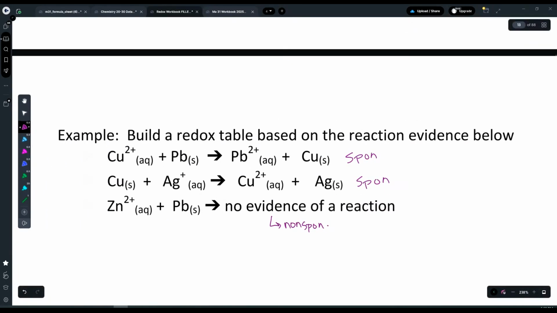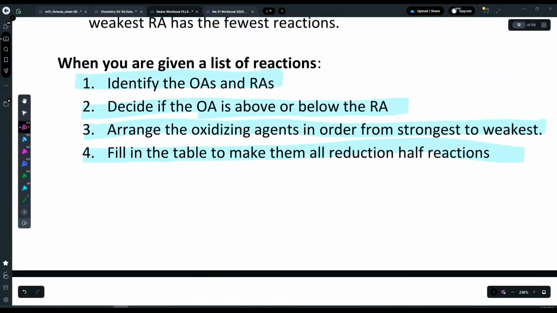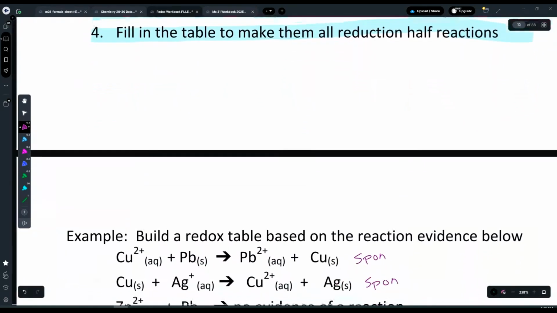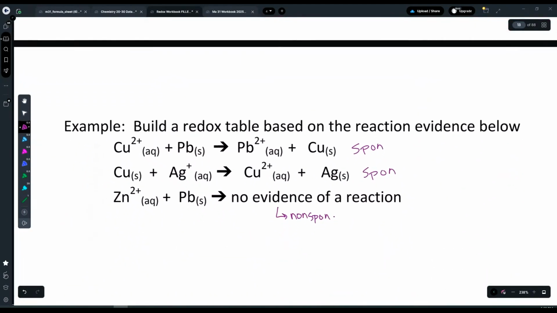So we're going to follow these 4 steps. We're going to look at our reactants, determine our OAs and our RAs, decide if our OA is above or below the RA, and arrange our oxidizing agents and reducing agents from strongest to weakest, then fill out the table. So we can make those half reactions.